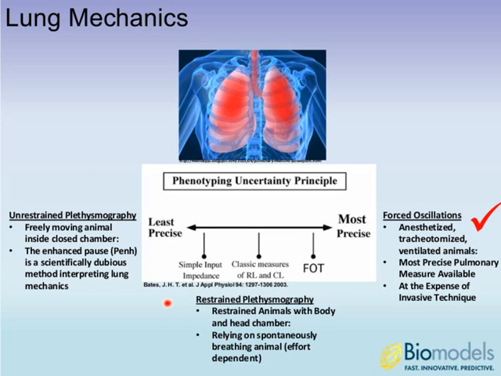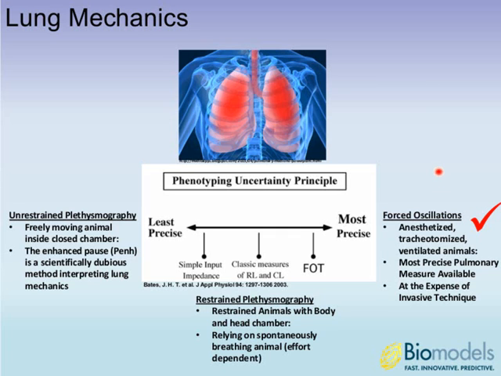In the intermediate, you have restrained plethysmography. This would include 1-chamber or 2-chamber plethysmography in mice. In this case, you have to restrain animals, so it is a little more invasive. You can make more relevant measurements that include airway resistance, but you're still relying on a spontaneously breathing animal, and all these measures of lung mechanics are effort dependent. On the right, and the most precise yet the most invasive technique, we have forced oscillations.